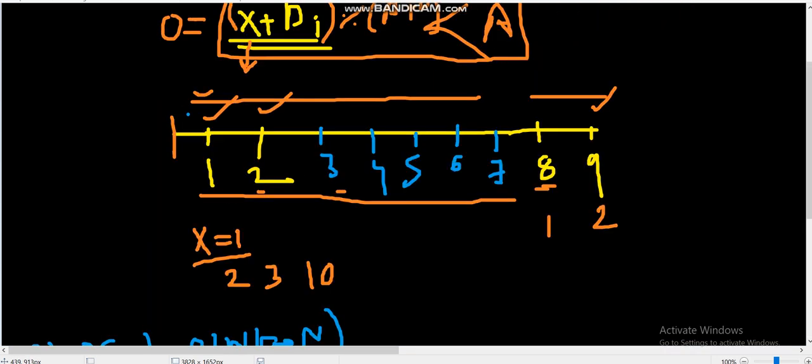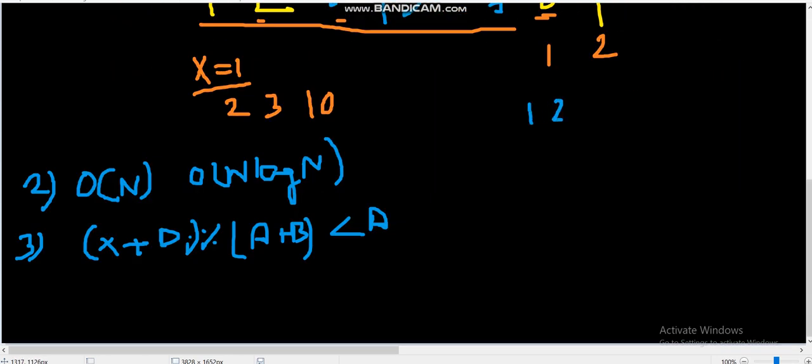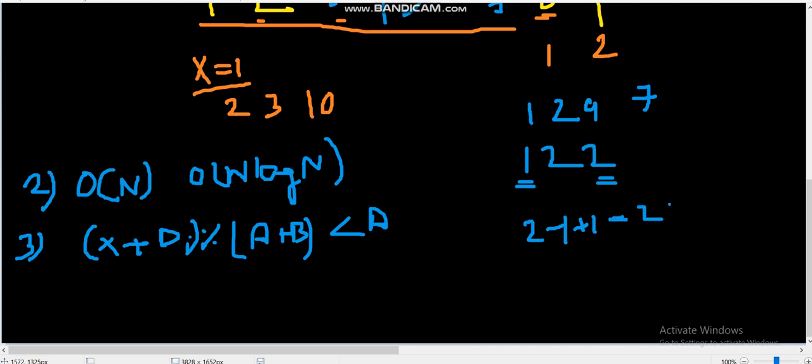So let's take this case only, x equals 1 to 9, and a plus b is 7. If we take the modulo, we will get 1, 2 and 2. Now after that we will check the minimum value. The minimum value of the week is 1 and the maximum value is 2. So there are total 2 days in the week. So 2 minus 1 plus 1 equals 2, which is less than or equal to a. So this answer is possible.